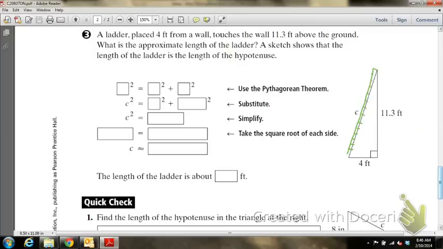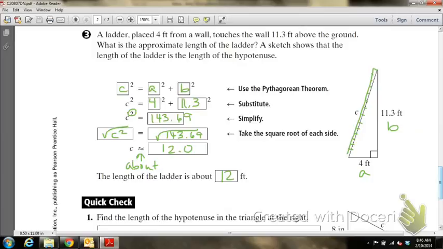So, let's use our Pythagorean theorem. A squared plus b squared. Let's do a and b, and there you put c on there. So 4 squared plus 11.3 squared. Now I'm just going to punch all that into the calculator, and I get 143.69. Again, to get rid of the 2, I square root both sides. And I get about 12.0, so the length of the ladder is about 12 feet.